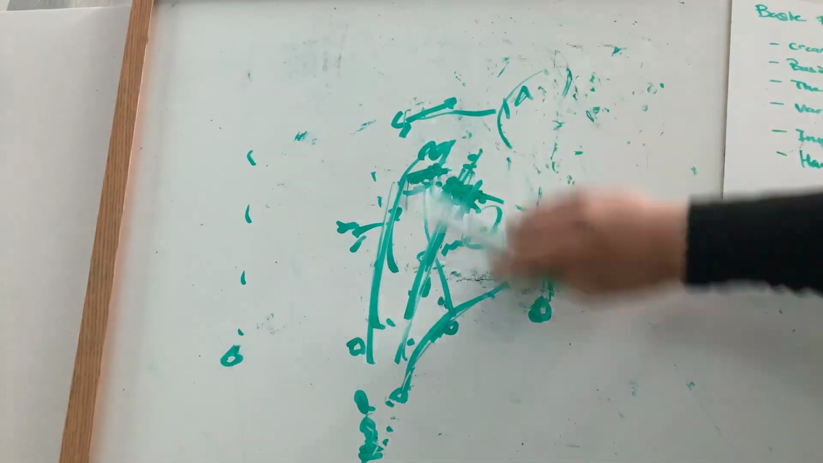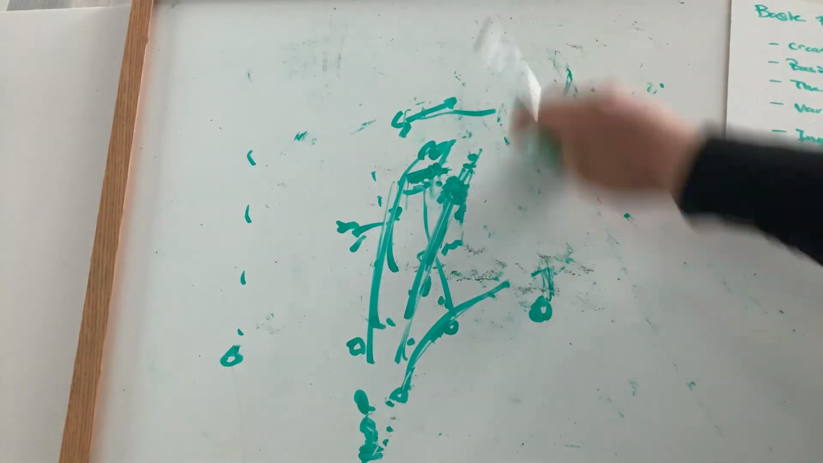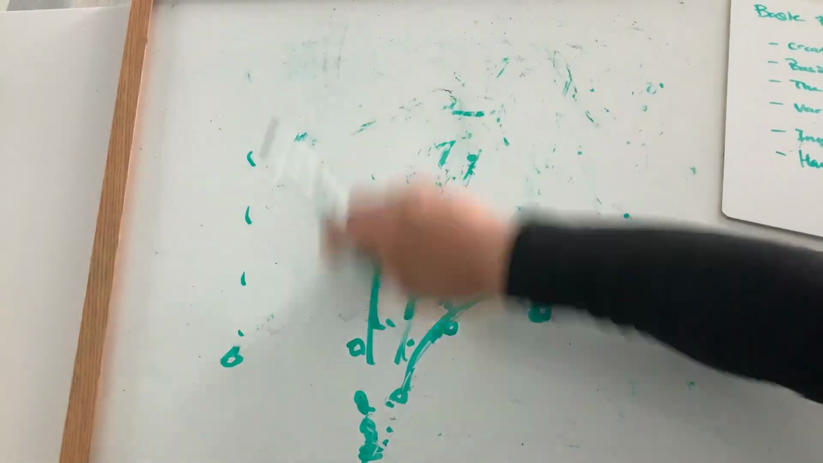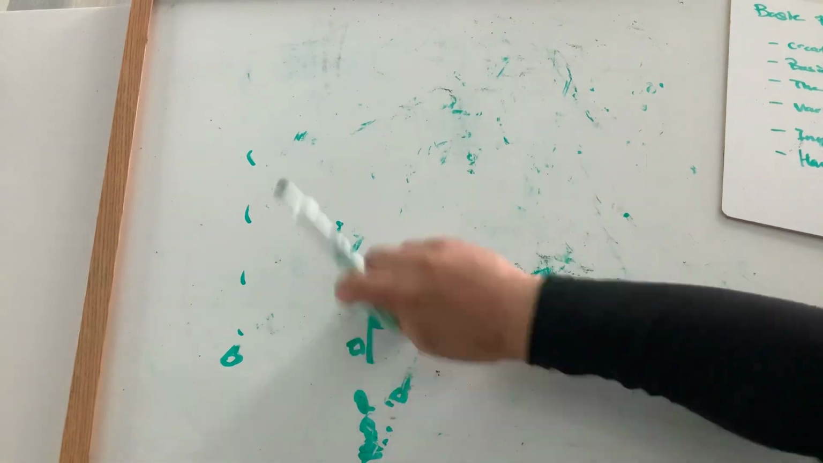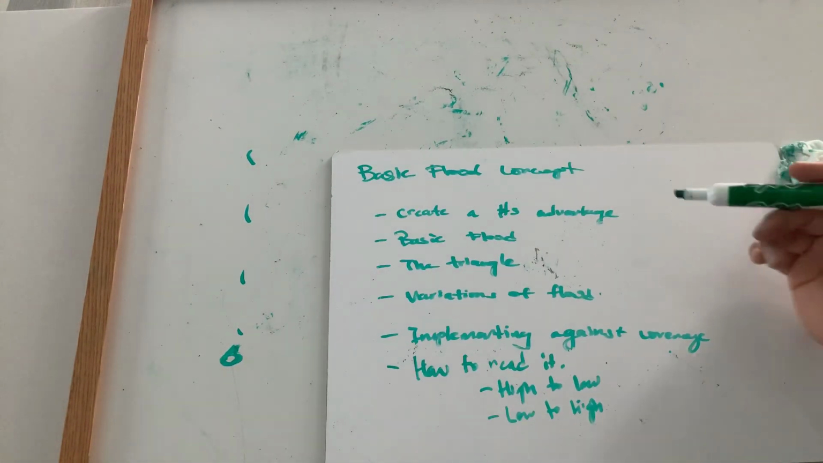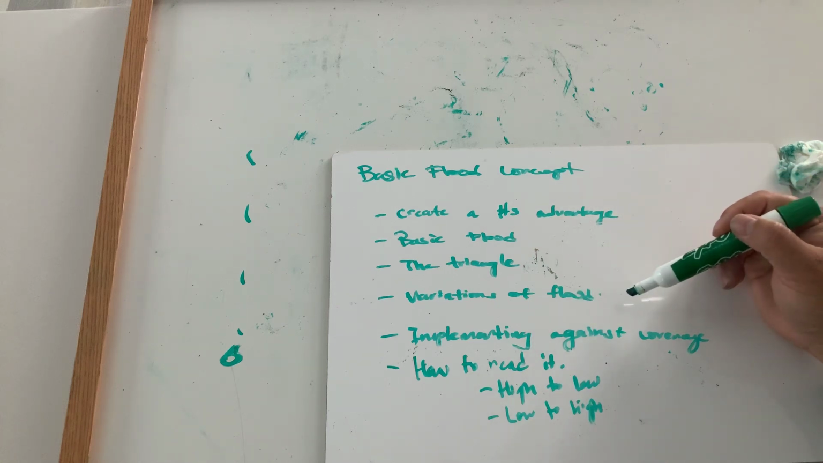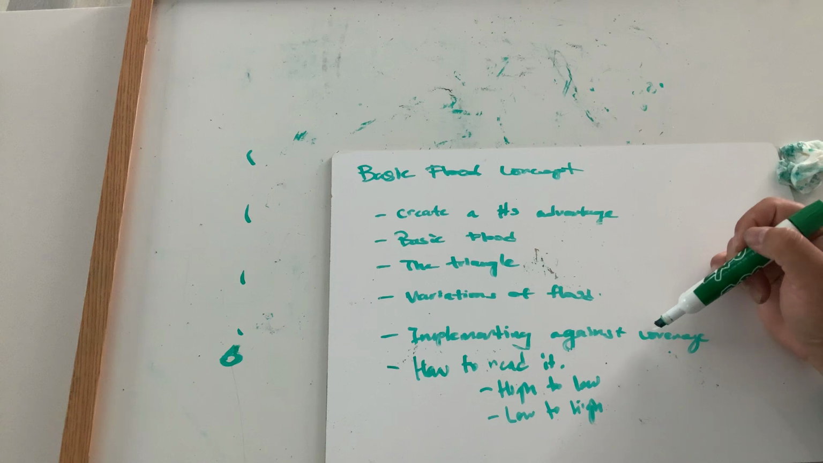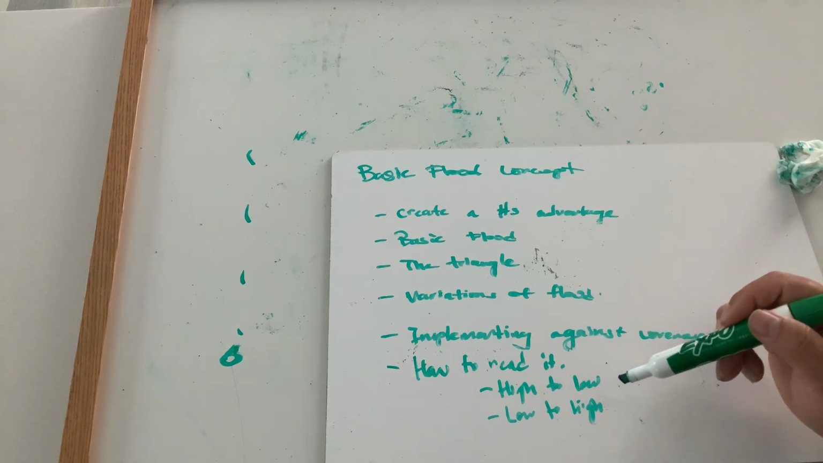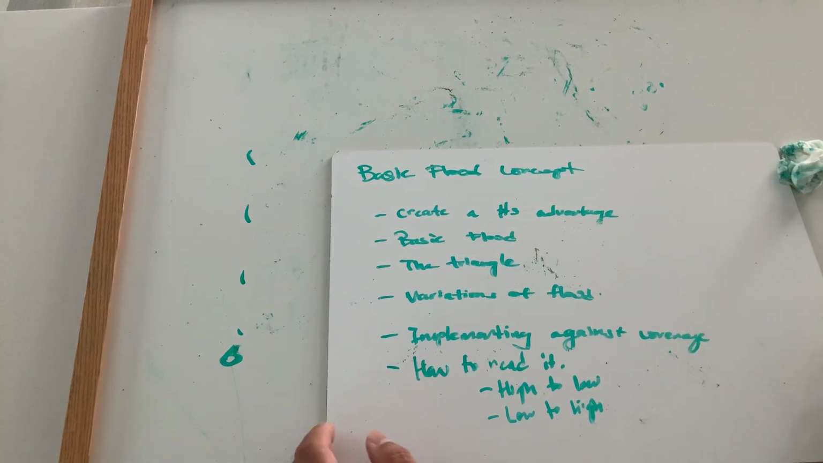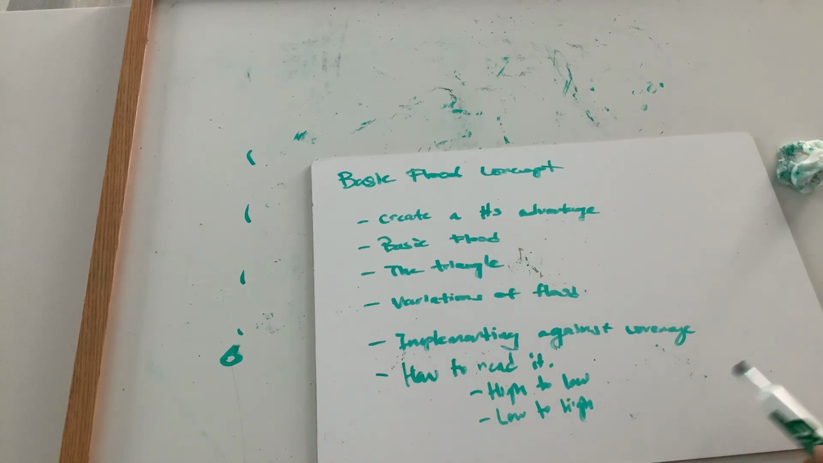I'm pretty much at the end here, so I'm going to make one last point for you guys. Thank you guys for sticking with me through this video. So we talked about creating a numbers advantage. We talked about basic flood. We talked about the triangle. Talked about variations of flood, talked about implementing against coverage. We talked about high to low and low to high and the various differences. I'll make one last point, which is this.